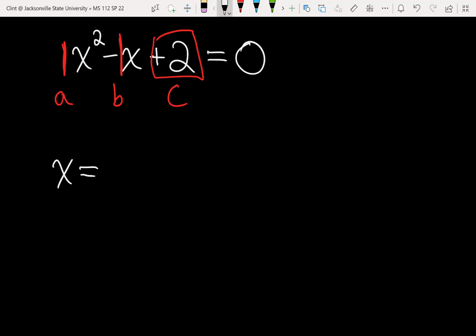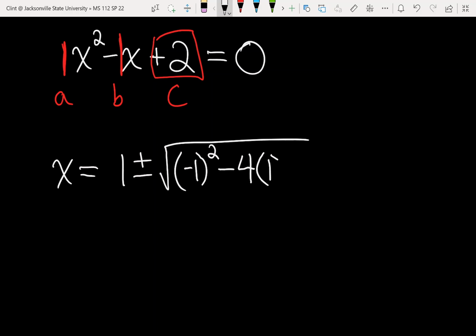Okay. So we want the opposite of b. Right now b was negative 1, so we do the opposite. That's 1, plus or minus the square root of negative 1 squared. If you don't put the parentheses there in your calculator, there's a good chance it's going to give you negative 1 as the answer. The answer is supposed to be positive 1. Minus 4ac, all over 2 times a.